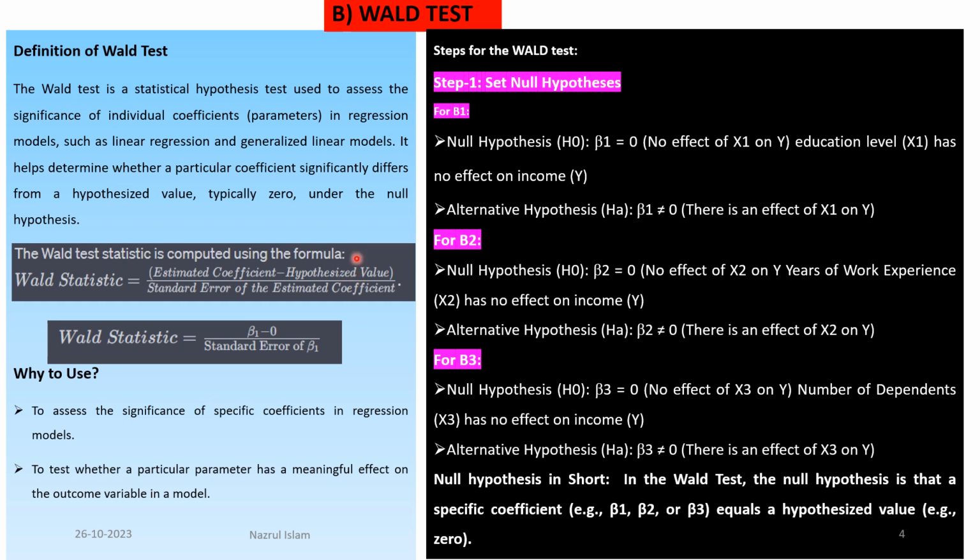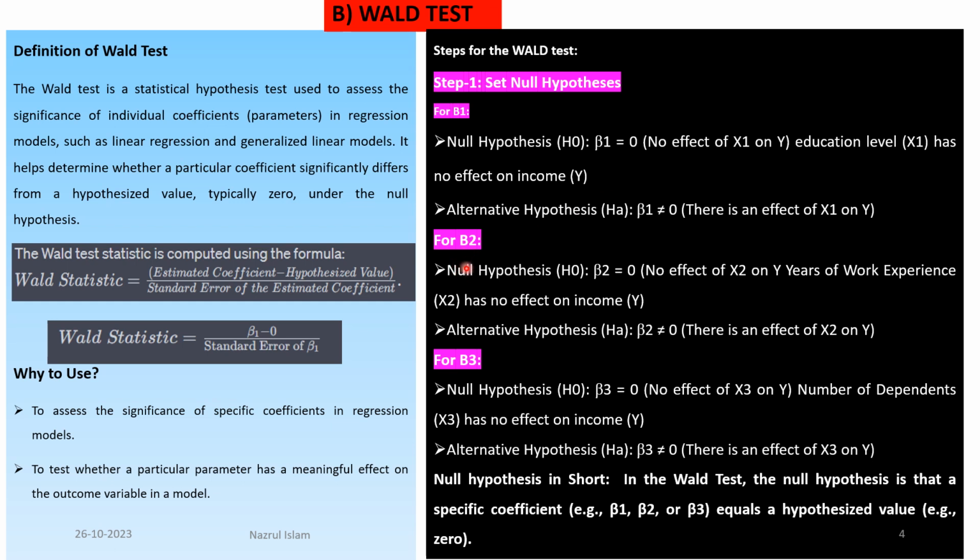Like any model or test, the Wald test has some steps. First, we have to set the null hypothesis. Here we have to take 3 null hypotheses because we have 3 independent or predictor variables. The null hypothesis for beta 1 equal to 0 means no effect of x1 on y, that means education level x1 has no effect on income y.